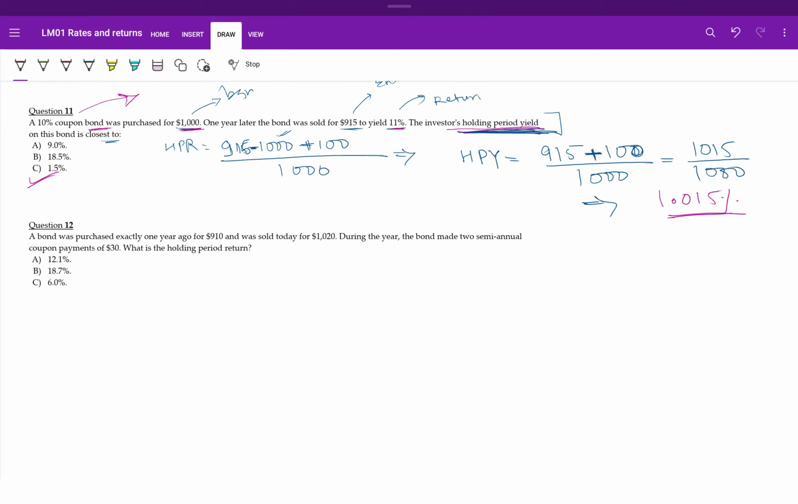Okay, so this is the last question of this reading. The bond was purchased exactly 1 year ago.